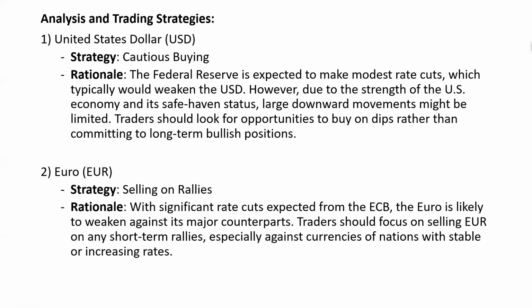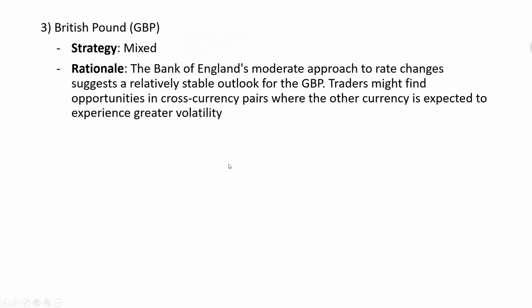increasing rates. Okay. For the British pound, the strategy is mixed, which means there's the possibility that we might see ranging positions for certain pairs, not everything. The rationale: the BOE's moderate approach to rate changes suggests a relatively stable outlook for the pound. Traders might find opportunities in cross-currency pairs where the other currency is expected to experience greater volatility.